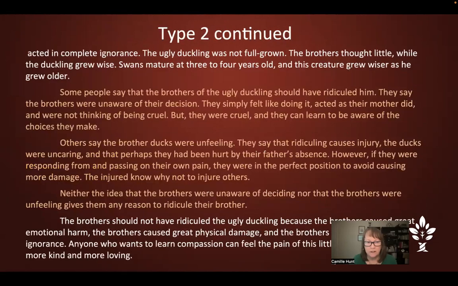And just one more time, we'll look at the refutation as it looks in elocution in an essay. Some say, there's the cue, the brothers of the ugly duckling should not have ridiculed him. There's the counter thesis. They say, supports, the brothers were unaware of their decision. They simply acted as their mother did, and were not thinking of being cruel. So that ends up in two sentences with one "they say" before it. But cue for our side, back to our side, they were cruel. And they can learn to be aware of the choices they make.